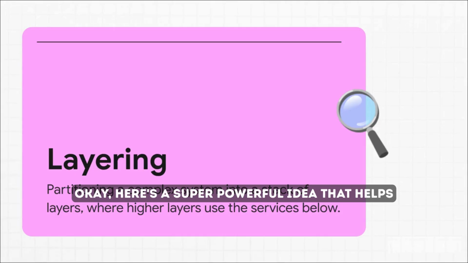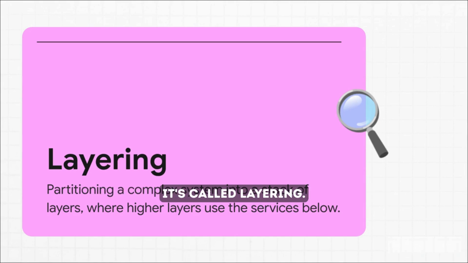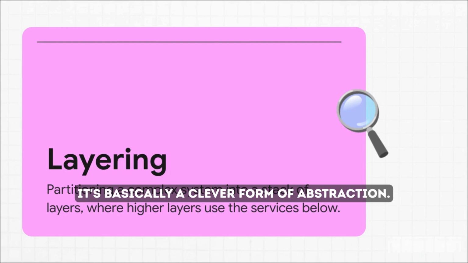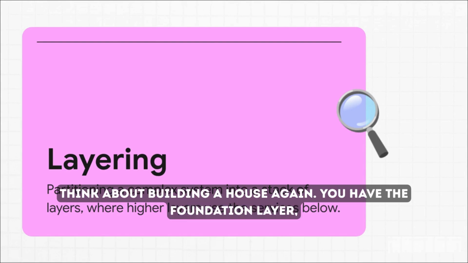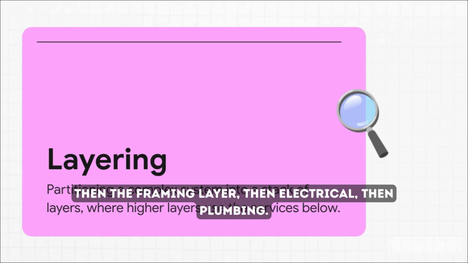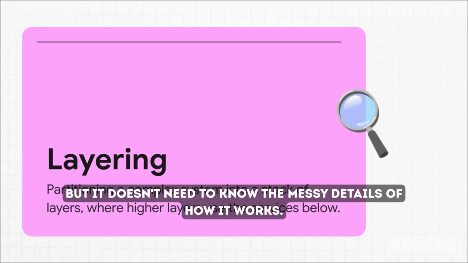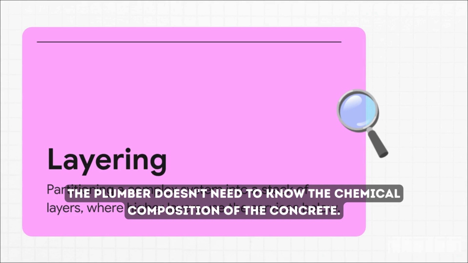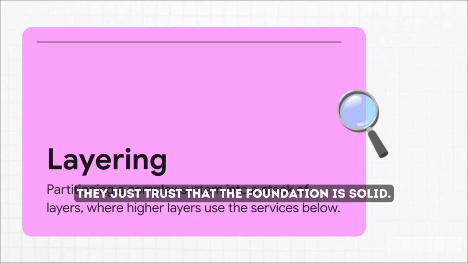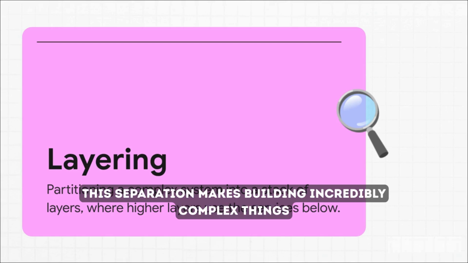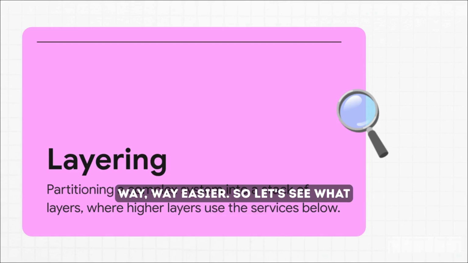Okay, here's a super powerful idea that helps manage all this architectural complexity. It's called layering. It's basically a clever form of abstraction. Think about building a house again. You have the foundation layer, then the framing layer, then electrical, then plumbing. Each layer relies on the one below it, but it doesn't need to know the messy details of how it works. The plumber doesn't need to know the chemical composition of the concrete. They just trust that the foundation is solid. This separation makes building incredibly complex things way easier.